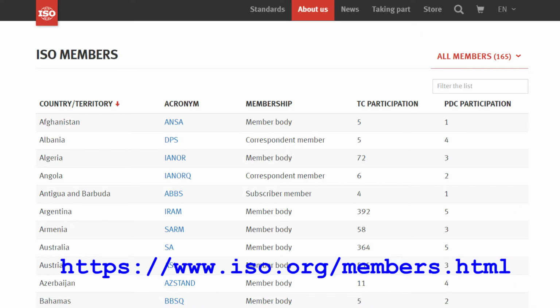On the screen at the moment, you can see a screenshot from the ISO website, and you can see the first couple of member countries listed. You can also see who the member organizations in those countries are. So what I suggest you do is go to the website and look at the various countries and, in particular, look at the bodies that represent them.